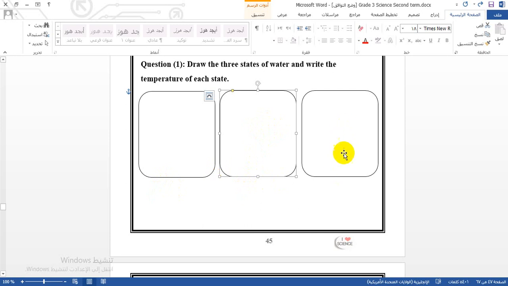And here, what is the solid state of water? Frozen water, below 0. Okay guys, below 0 Celsius degree. Okay, I think we understand this example.